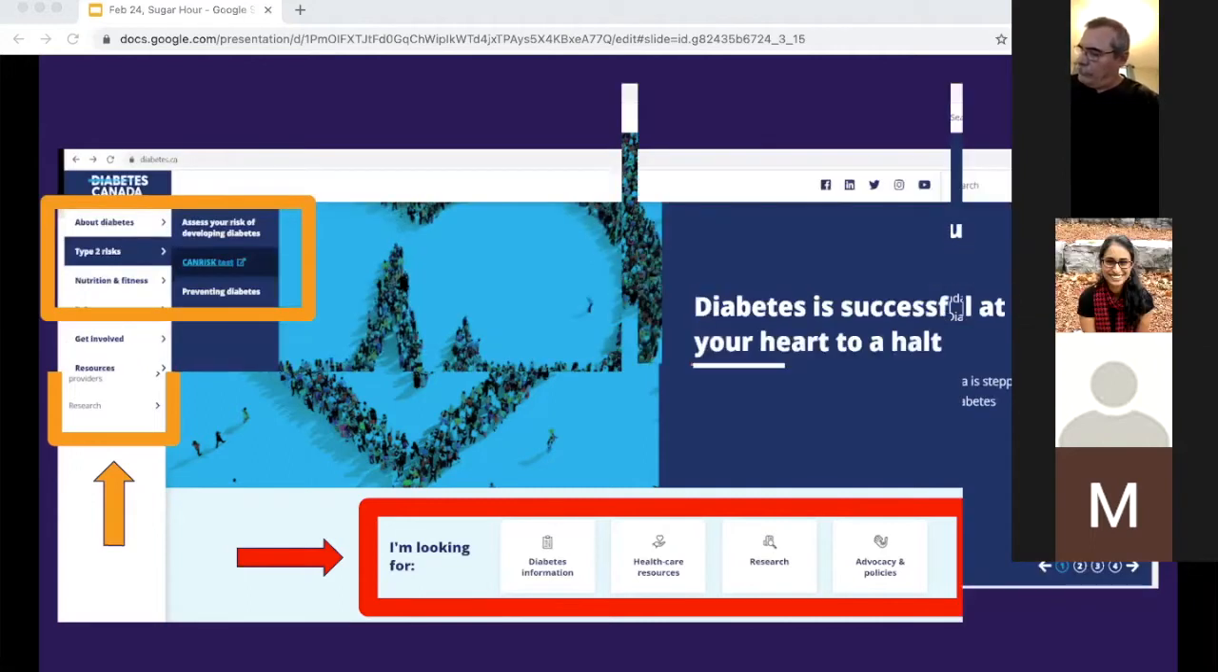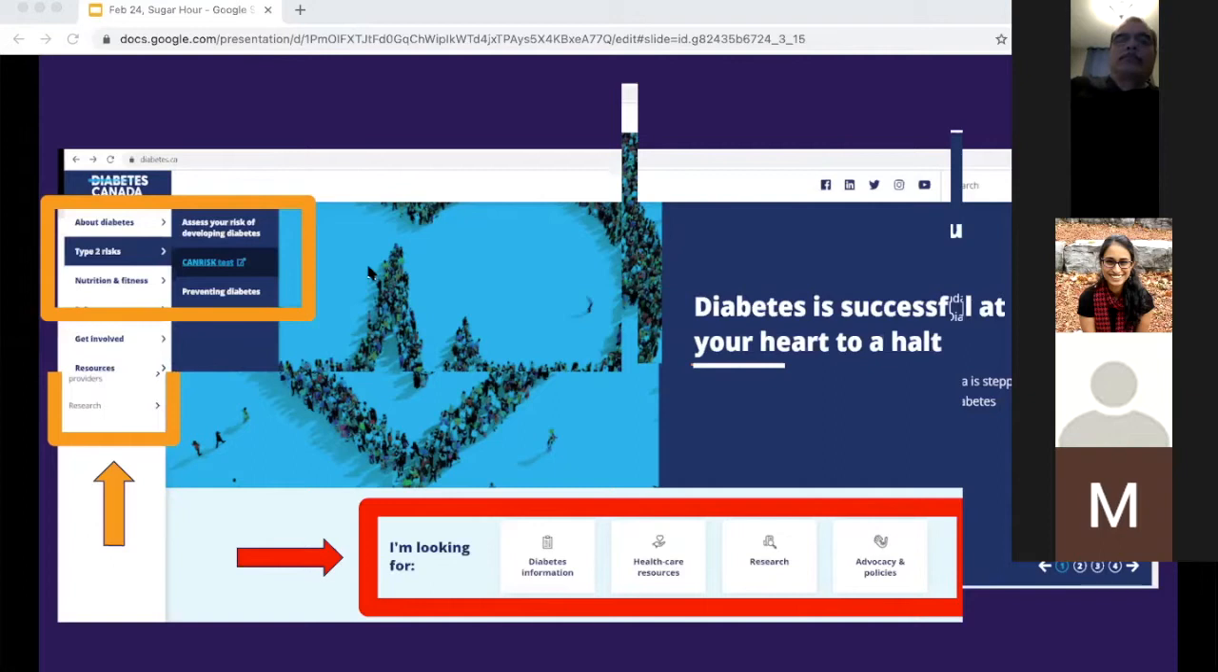On the next slide, we have one part of the sidebar, which is the type 2 risks. Here you can learn more about the risks of diabetes, some symptoms, and also a useful test towards gauging whether or not someone may be at risk of developing pre-diabetes or diabetes.